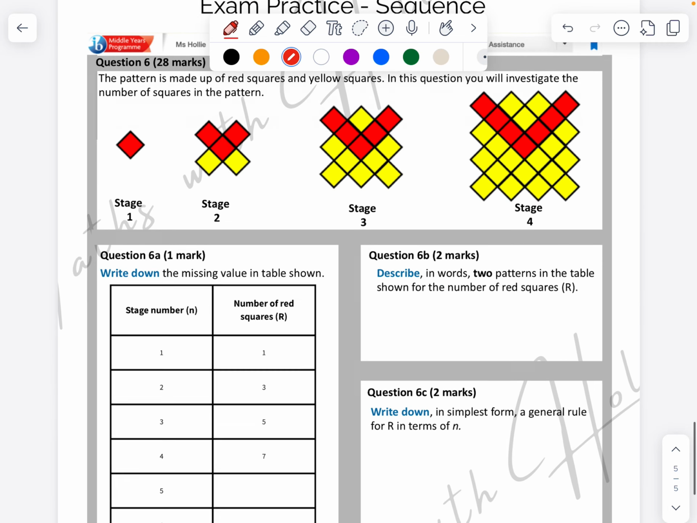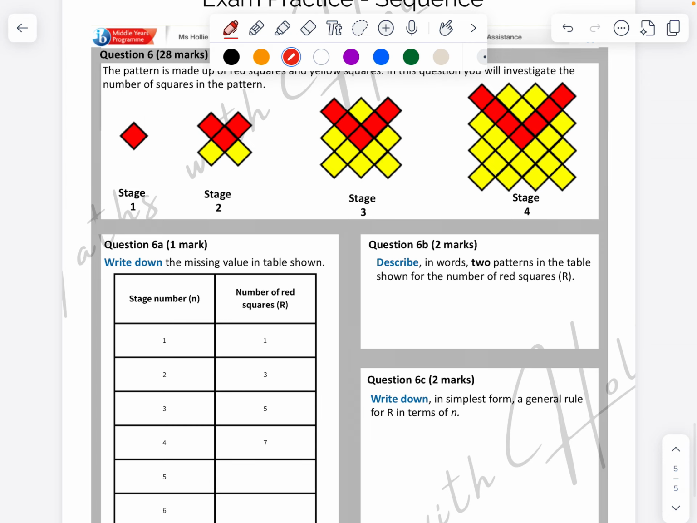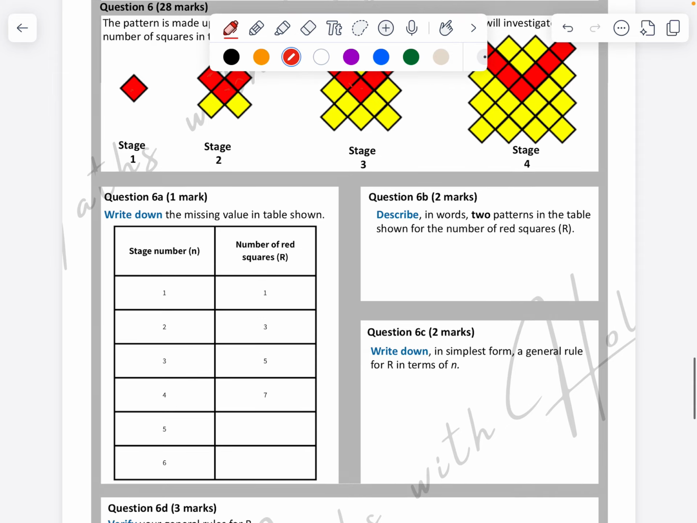Right, the last question then, I've only done the first part. It's just sequences. So we have a sequence at the top. It's given us just looking at the red squares in the diagram. It gave us a table. So if you carry on predicting, this is 9, this is 11. Describe 2 patterns that we notice.